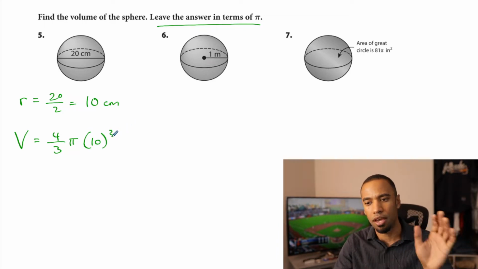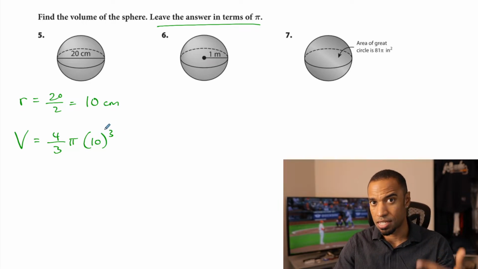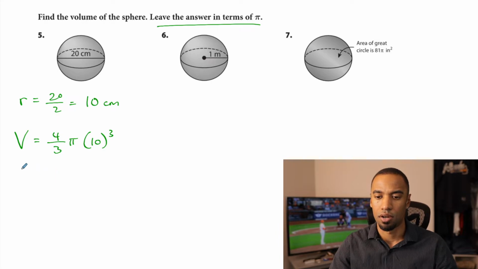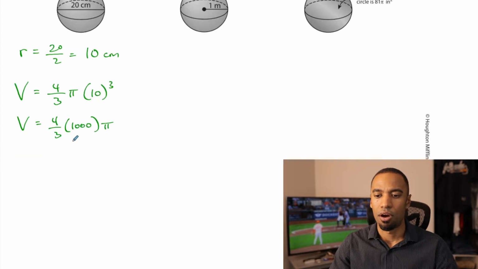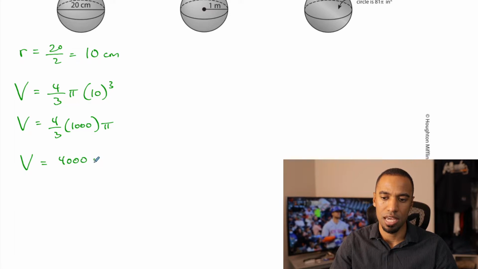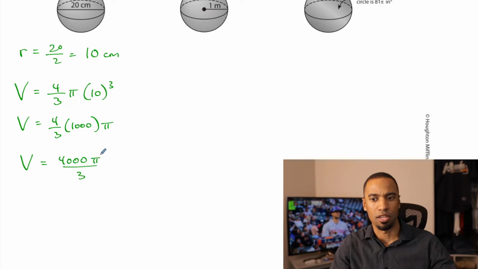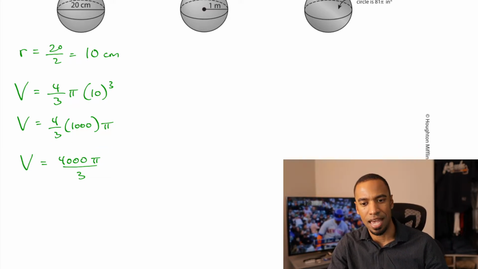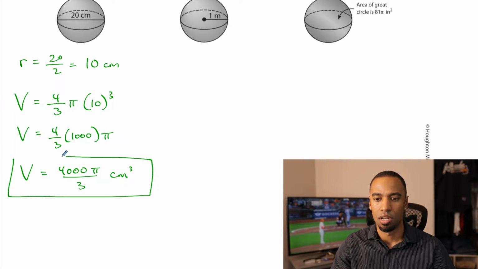So check this out. I'm going to go calculator free on this one here. They do say leave the answer in terms of pi. 10 cubed is 10 times 10 times 10. That's 1,000. All right, so we're going to take 4/3 of 1,000 and multiply that by pi. Now, 4 times 1,000 is 4,000, so that'll become 4,000 times pi all divided by 3, or 4,000 pi over 3, however you put it. But this is an exact answer. This is cubic centimeters. This is an exact answer right here.